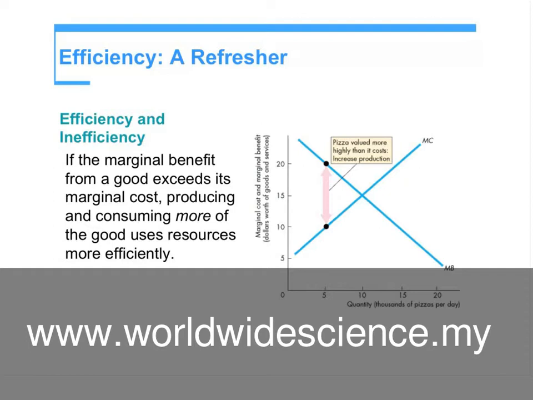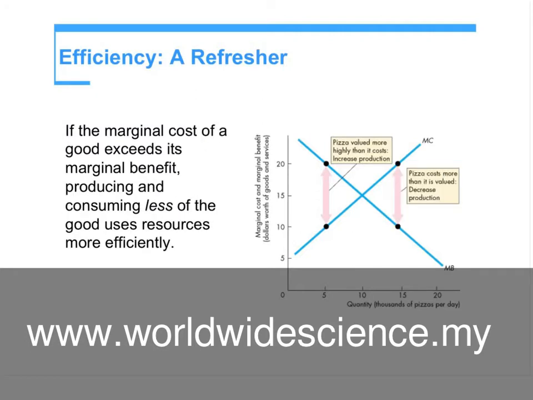So if the marginal cost of a good exceeds its marginal benefit, producing or consuming less of that good uses resources more efficiently.